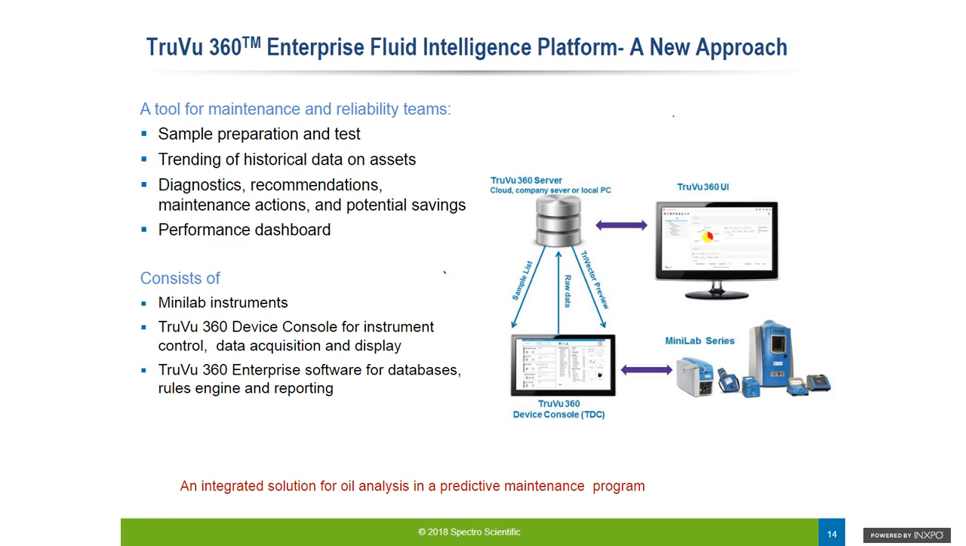So it really consists of three aspects: the MiniLab instrument itself that measures the oil sample, the device console which operates the instruments and serves to acquire the data and display it in the terminal, and finally the TrueView 360 Enterprise software for the database, which includes the rules engine and the reporting functions. The TrueView 360 Enterprise software is a browser-based platform. It can be hosted in the Spectra cloud, installed on a company server, or even installed locally on a PC. And it provides a completely integrated solution for oil analysis.